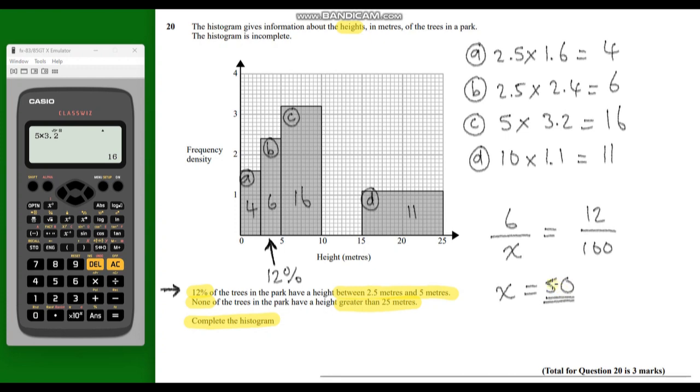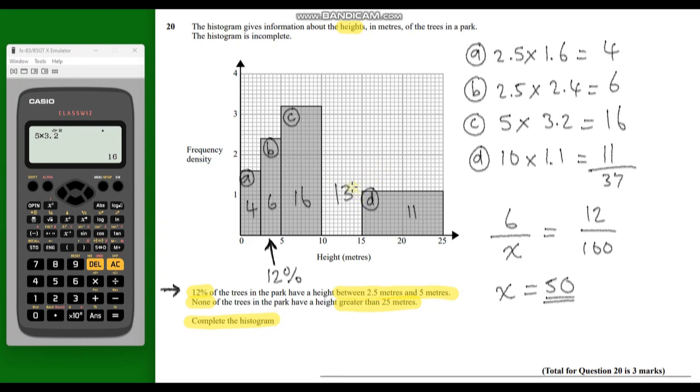So because there's 50 trees, we can work out this missing one because that's all that's left. There's no other trees. It said that there were no trees greater than 25 metres, so all the ones that are missing must be in this category. So if we just sum all of these together, 4 plus 6 is 10, that's 26, that's 37. So there must be 13 in this category here.